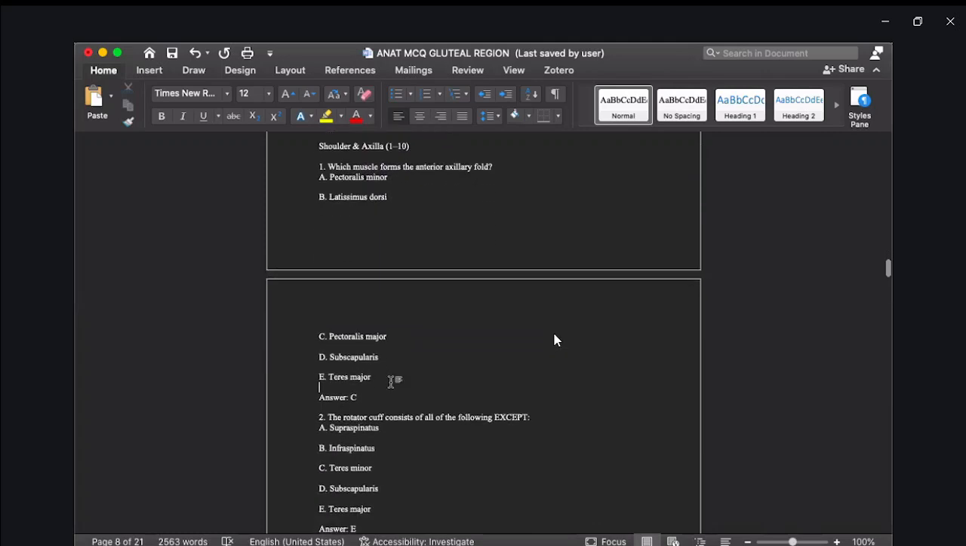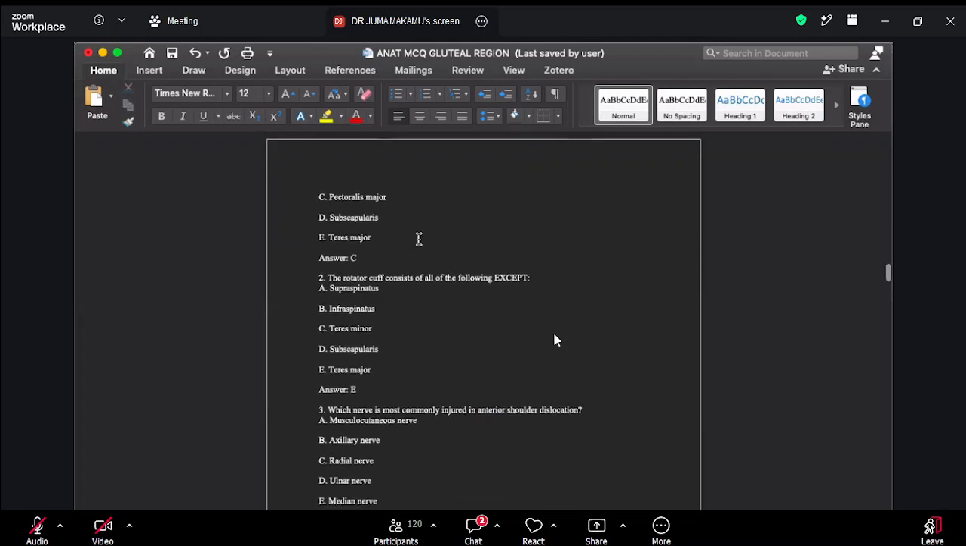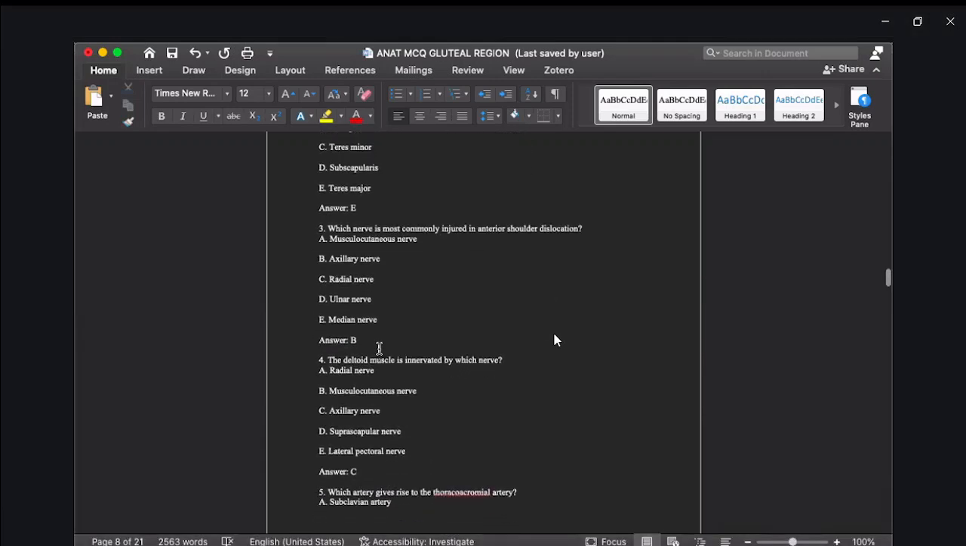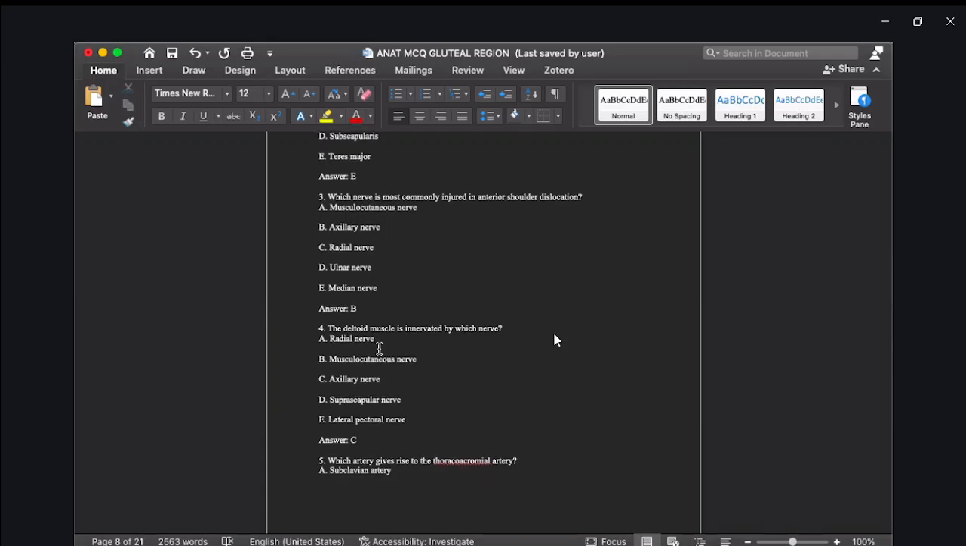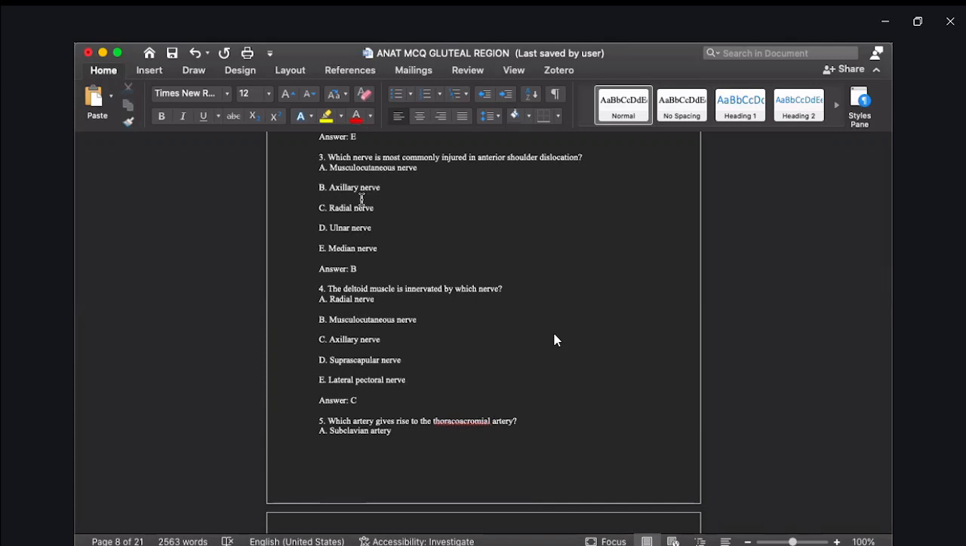Yes. Okay. We are asking about the muscle that forms the axillary fold. You should know that it is the rotator cuff group of muscles, except one. Which one is not part of the rotator cuff? Which nerve is most commonly injured in anterior shoulder dislocation? You must know that is where the axillary nerve is.